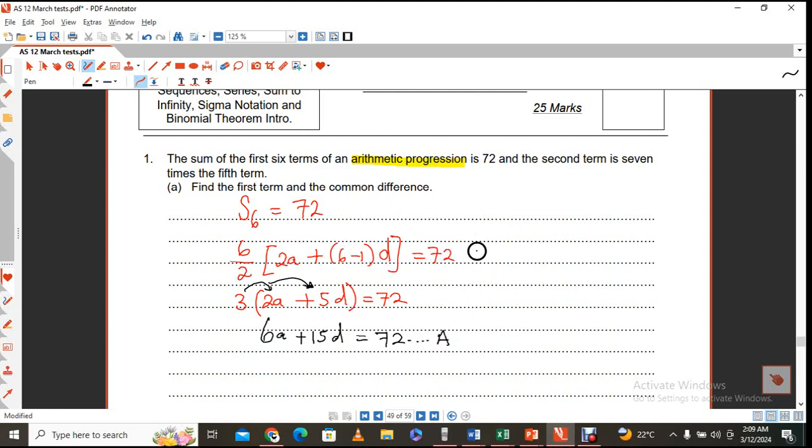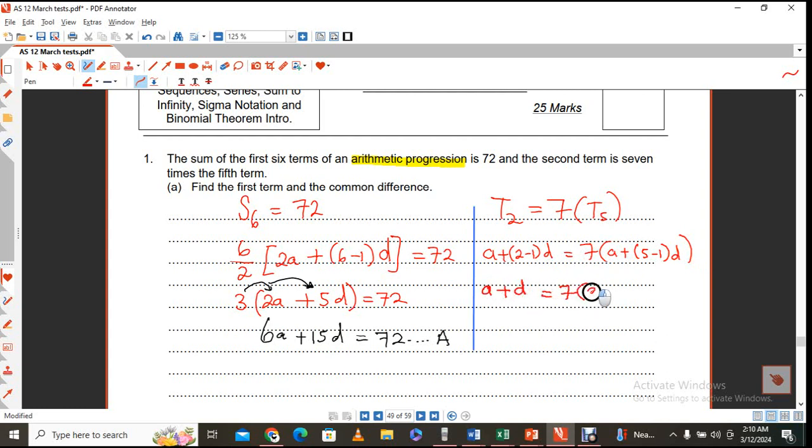Right. What else do I know? Well, I know that they are giving me another piece of information, they are saying the second term is equal to 7 times the fifth term. So the second term is nothing but a plus, well, now you have 2 minus 1d, and that is 7 times a plus, that's 5 minus 1d. So this here on this side is a plus d, and this is 7 in brackets. I have a plus 4d. I hope you understand that.